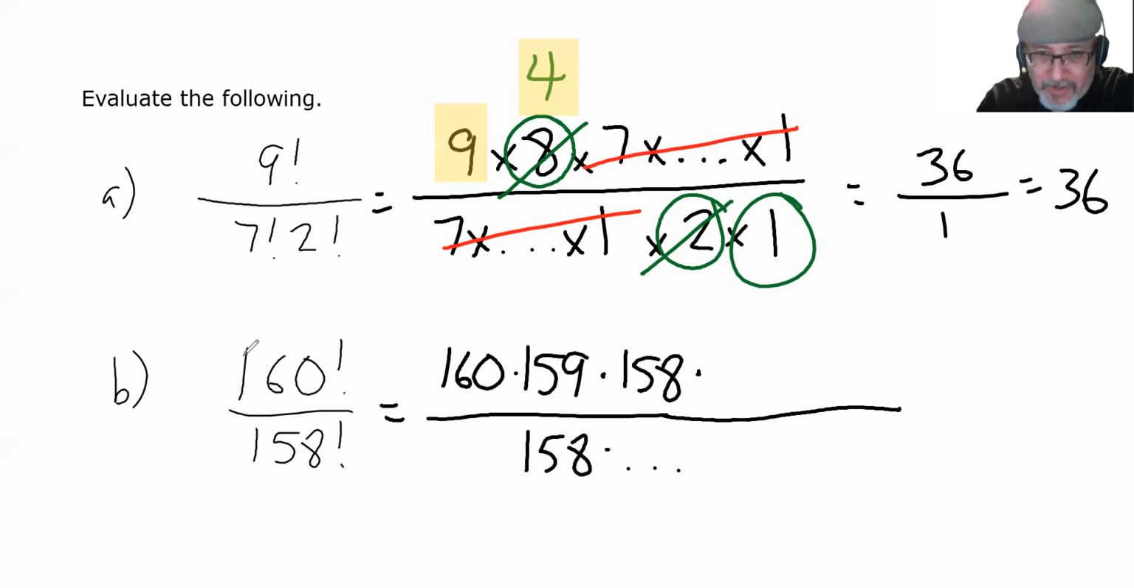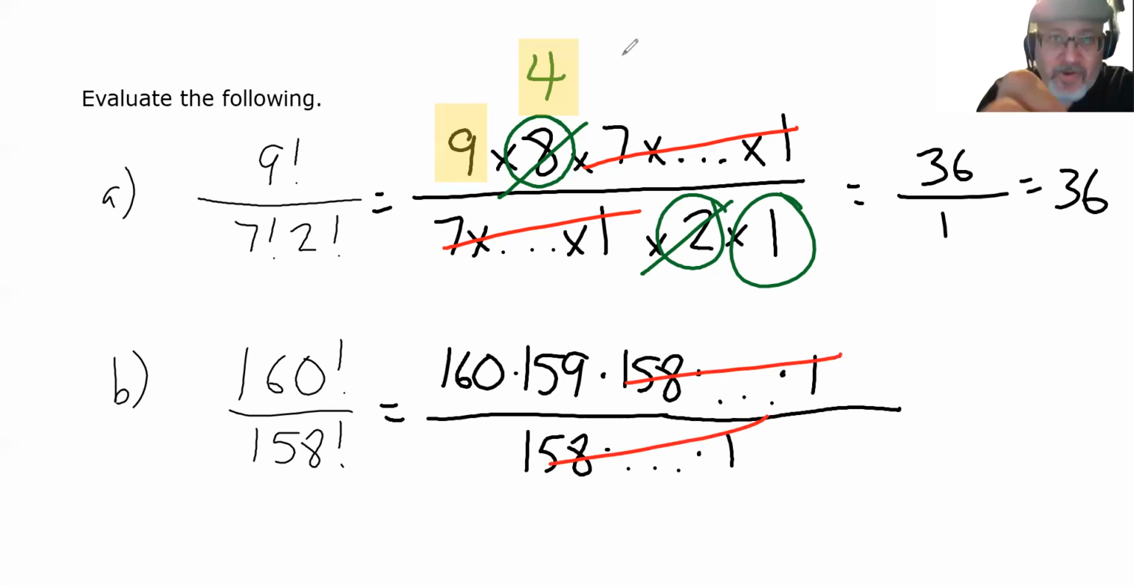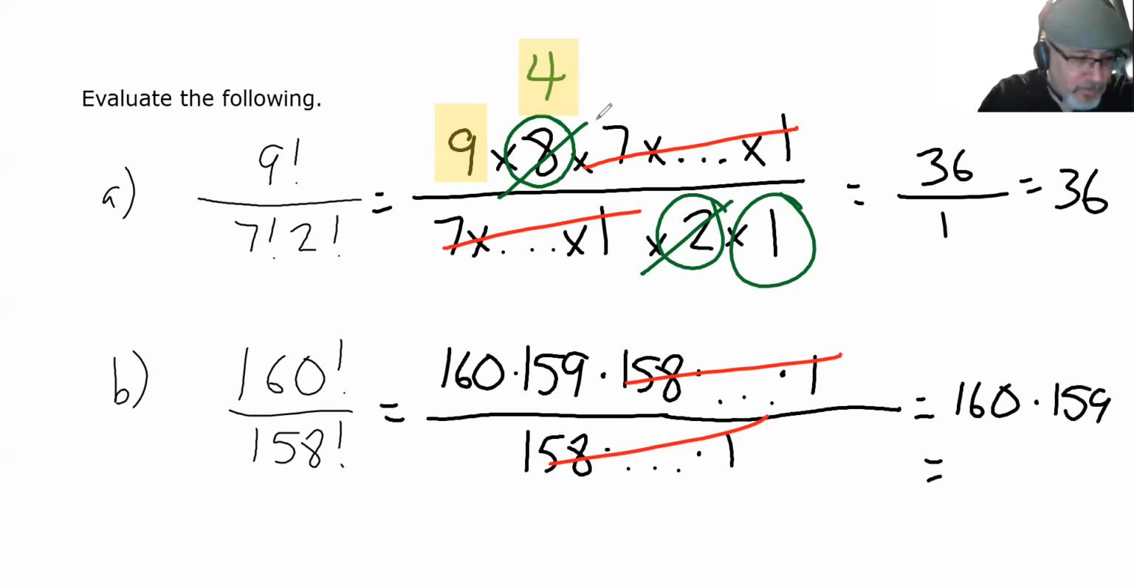I don't have to expand it at all because I know that everything after the 158 is going to wipe out, which leaves me a smaller problem, but one that I'm pretty sure my calculator can handle. 160 times 159, which is equal to 160 times 159, 25,540. I'm sorry, 25,440.